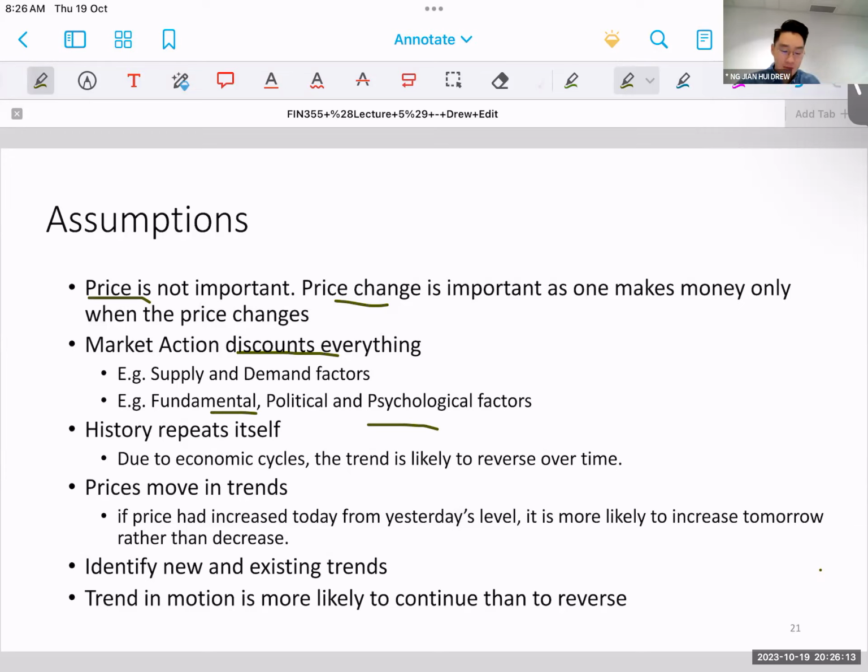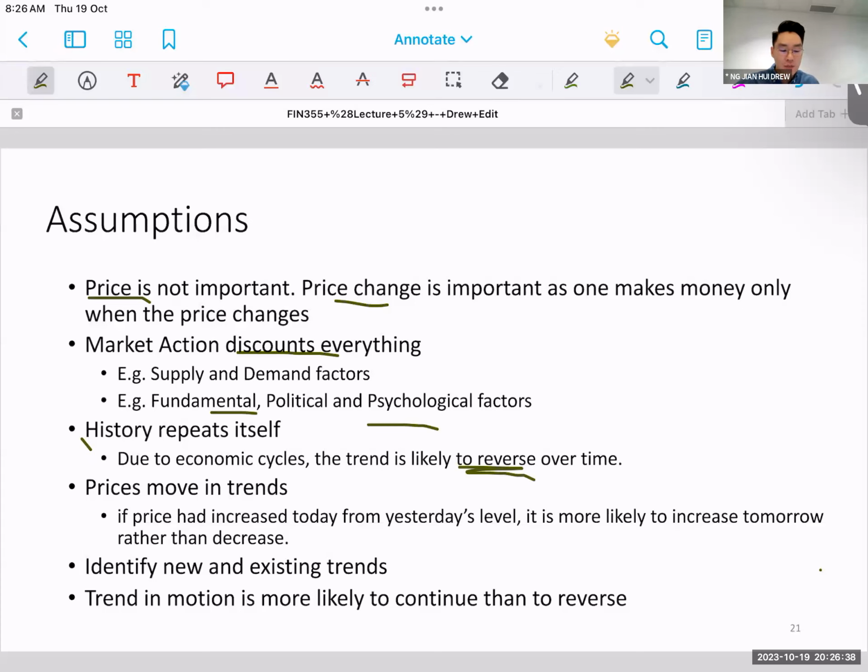Profit. We don't want to make a loss, of course. And then we know that history repeats itself. What does it mean? It means that, as we talked about in lecture one, there are various economic cycles that happen. So if it's a downward cycle, it's likely that the cycle will go up in the future, right? So there is usually a reversal that will happen. So we try to predict a reversal, usually the reversal trends that we're interested to predict.